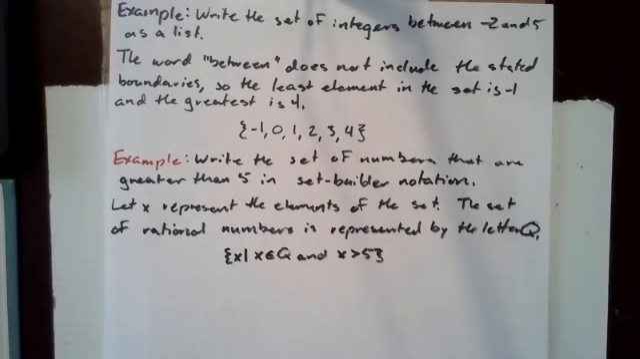Write the set of numbers that are greater than 5 in set builder notation. So we let X represent the elements of the set, and then we note that the set of the rational numbers is represented by the letter Q. So this is the set of all values of X such that X is a member of the rational numbers and X is greater than 5.